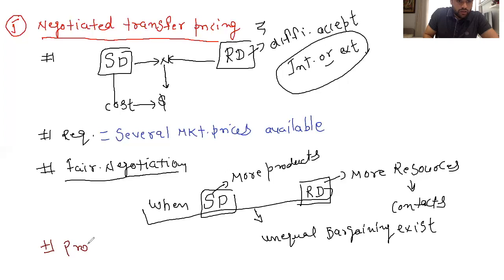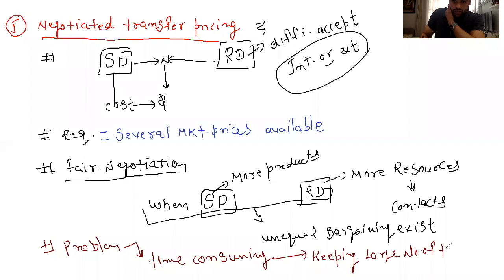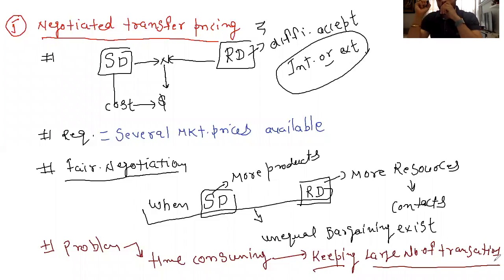All right. Now we come to the conclusion of this method, which is that we have some problems with it. The problem with this method is that it is time consuming. Because of the time consuming process and multiple records and transactions, this method has to spend a lot of time keeping a large number of transactions.